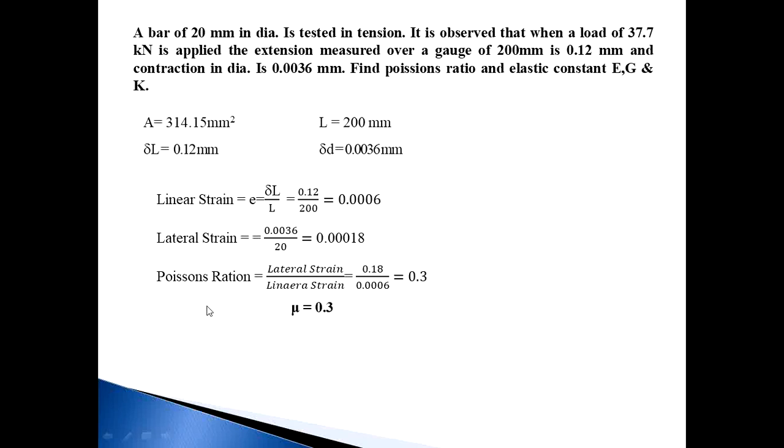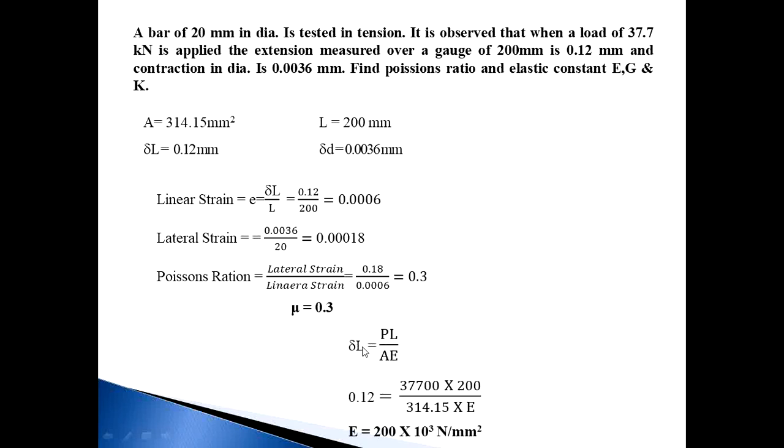Then we know the Poisson's ratio is equal to lateral strain divided by linear strain. So the lateral strain value is 0.00018 divided by linear strain 0.0006. Here is one mistake in what I said: this lateral strain is 0.00018. The Poisson's ratio mu is equal to 0.3.